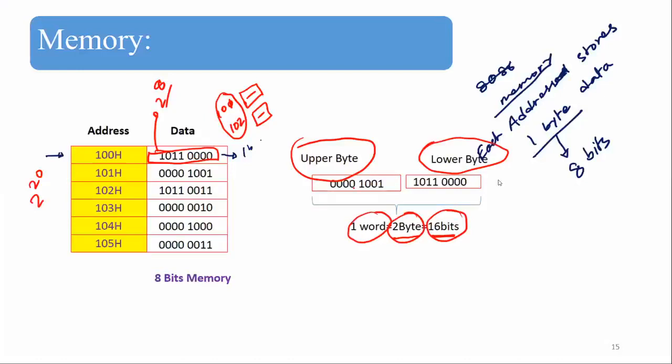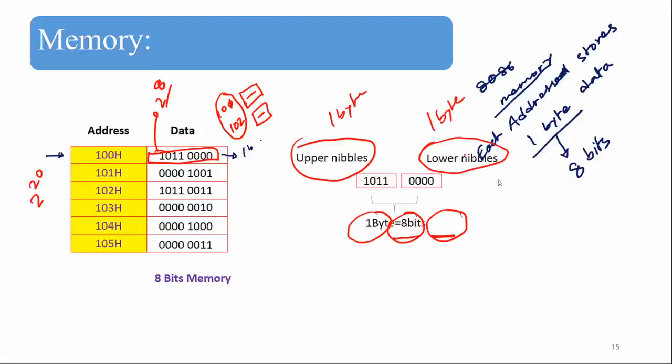So here it is 16 bit data. Each of them is 1 byte, isn't it? Yes, sir. So we call it upper byte and lower byte. In the previous case, it was upper nibble and lower nibble, consisting of 4 bits. And here you say upper byte and lower byte.